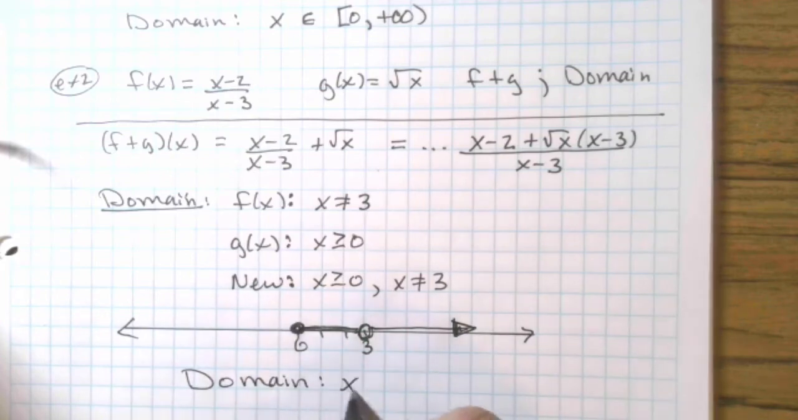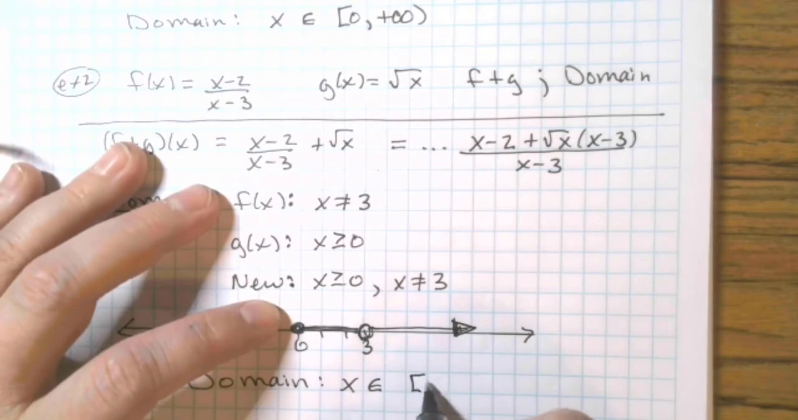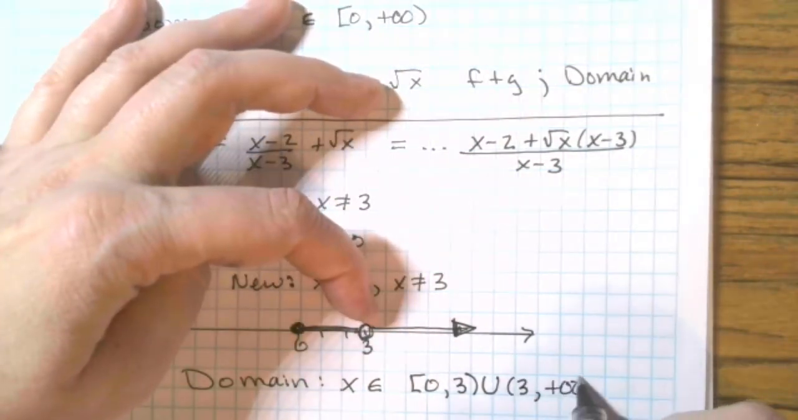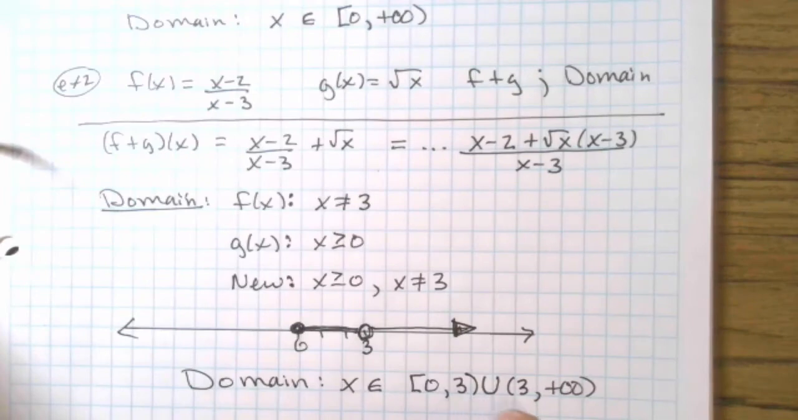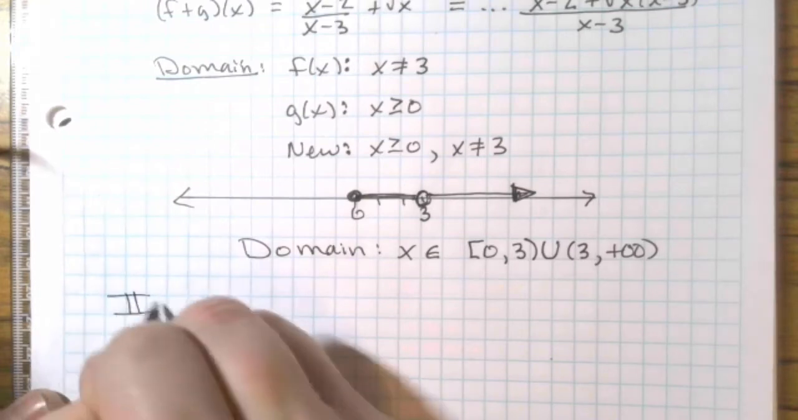So your domain is X is an element of, and it's going to have two pieces. It's going to go from 0 inclusive to 3 exclusive in union with, now on the other side of the 3 exclusive to positive infinity. And remember, when you have a hole, it goes on either side of the union symbol as excluded. So those are algebraic combinations, but there's actually a whole area of mathematics that's not algebraic.